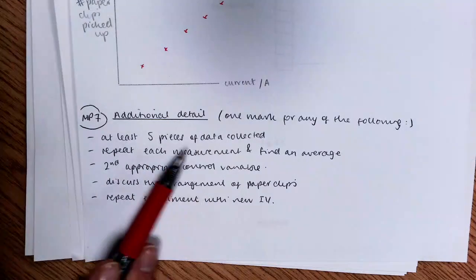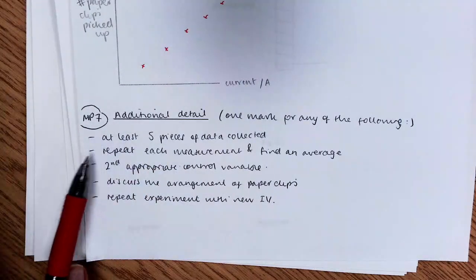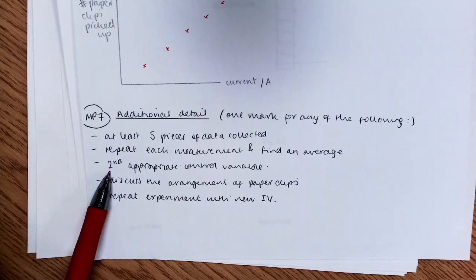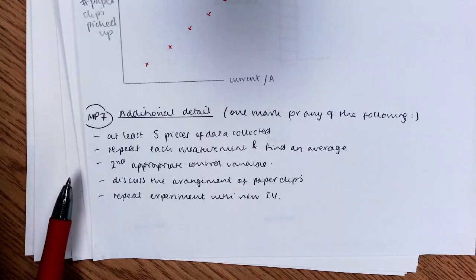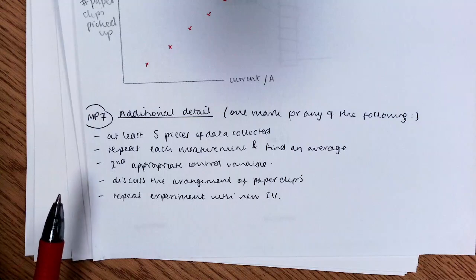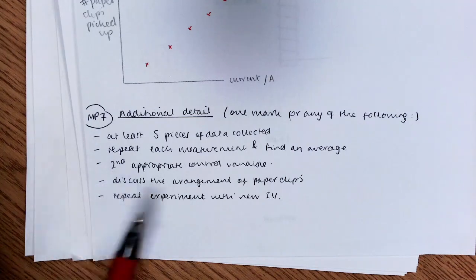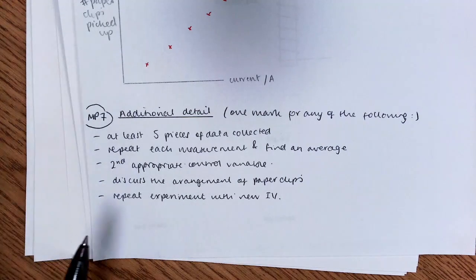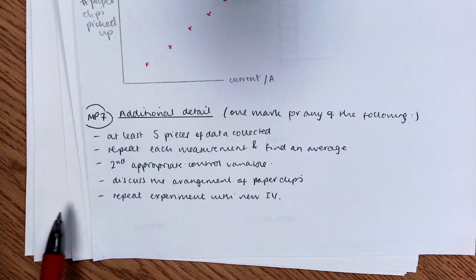If you talked about repeating measurements and finding an average, you got a mark. If you referenced more than one control variable, you could have had that 7th mark. If you discussed making sure that the paper clips were placed down in the same point each time, that would have got you a mark. And if you discussed how you could have improved the experiment by repeating it and trying a new variable, that would also have got you a mark. So you get 7 marks in total for your plan.